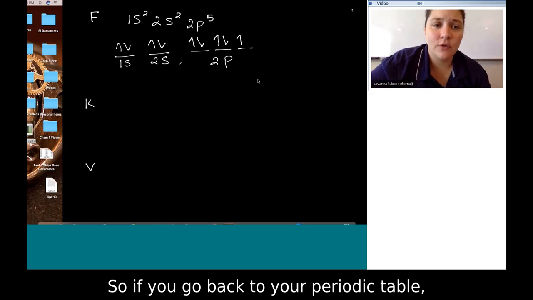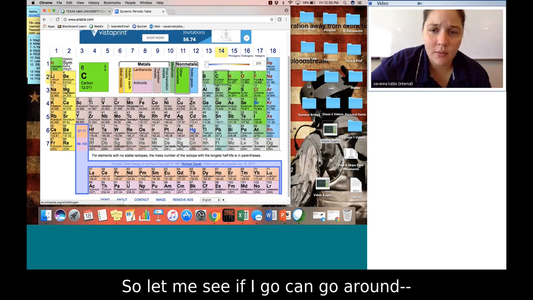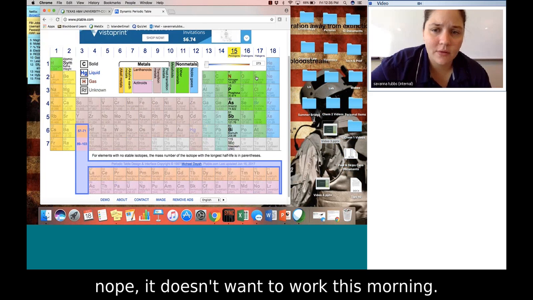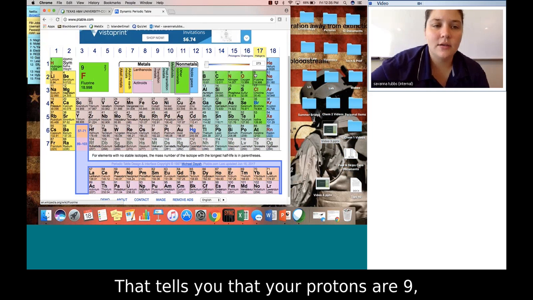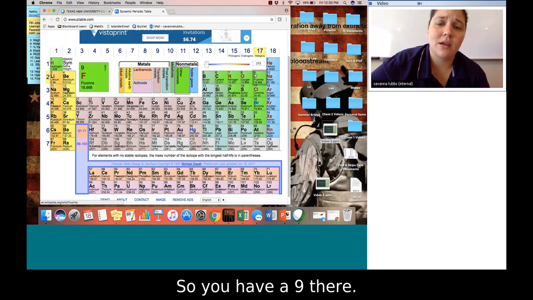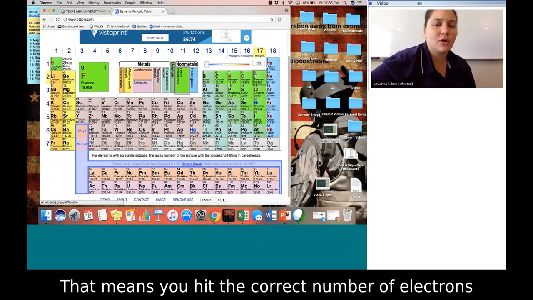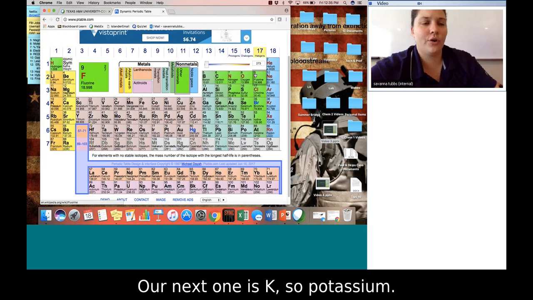So if you go back to your periodic table, you see that number right there, right at the top. So the top number on fluorine is a 9. That tells you that your protons are 9, and your protons and electrons will be equal to each other. So you have a 9 there. That means you hit the correct number of electrons in your configuration. So you're good. Our next one is K, so potassium.